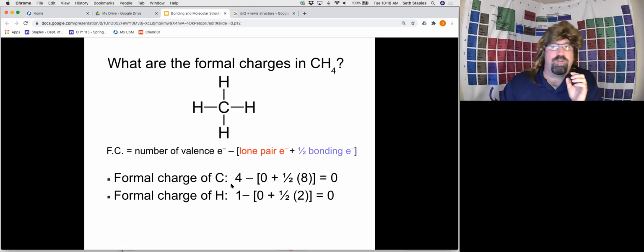We're going to calculate our formal charges in carbon by taking our valence electrons. We're going to then subtract any lone pairs. There aren't any lone pairs around carbon. But we do have 8 bonding electrons around carbon. We're going to take half of that for 4. So there's a formal charge of 0 around carbon.